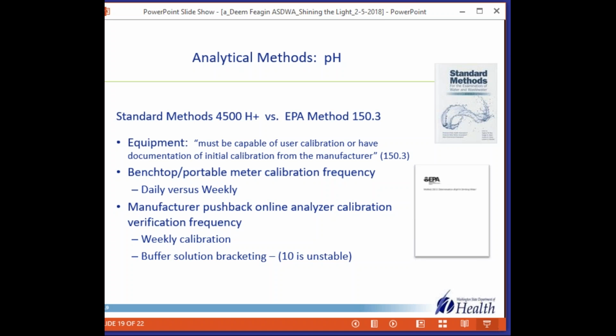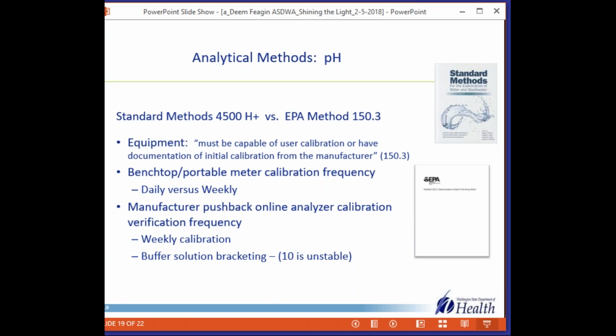And then another is the buffer solution bracketing, and it's really around if you're going to measure water that's 8.5, that would lead you down a path of calibrating if you're using a 2-buffer system with 7 and 10. And lots of manufacturers, and I'll say people in the field, question the 10. I'm going to dump that on you, Nancy.